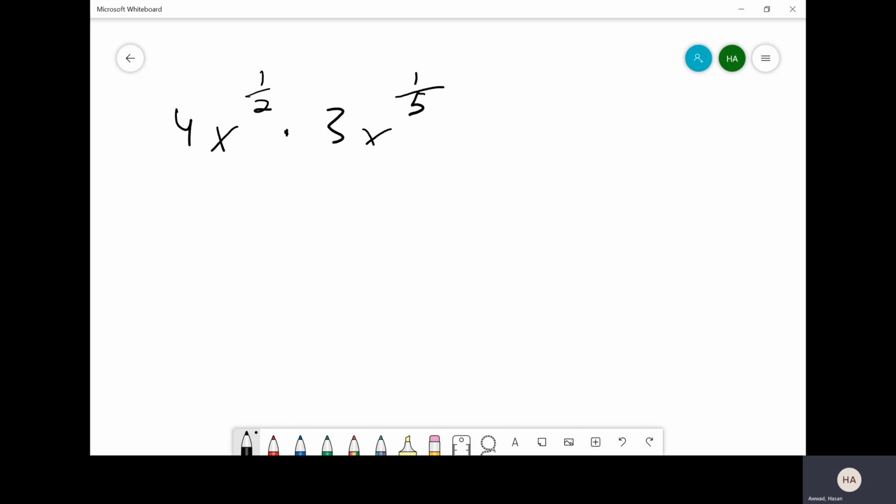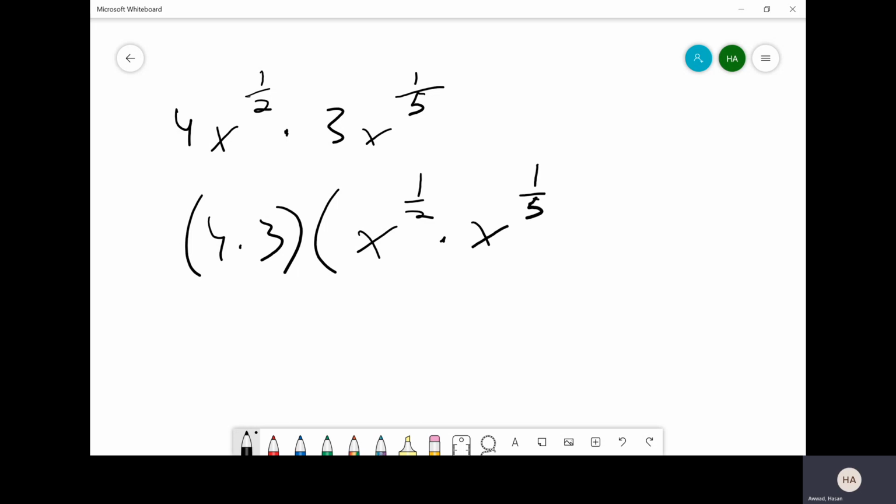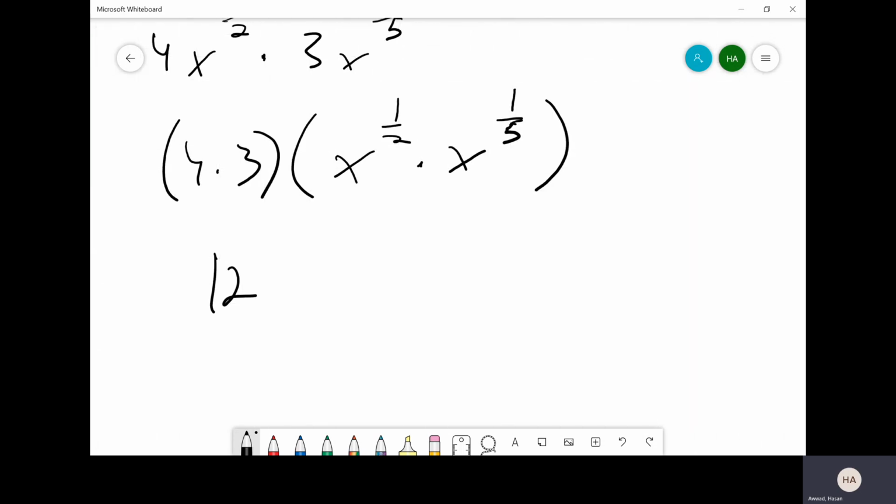So what are we going to do? Well, we're just going to multiply the things that we know that we can multiply. So 4 times 3 go together, and then x to the 1/2 power times x to the 1/5 power. And we say, okay, well, the easy part, 4 times 3, that's going to give us 12. And then we say, okay, well, what's our process here? When we have a base to an exponent multiplied by the same base to a different exponent, we just add them, right? So all we're doing is essentially we're going to keep the base the same, and we have 1/2 plus 1/5 for our exponent.